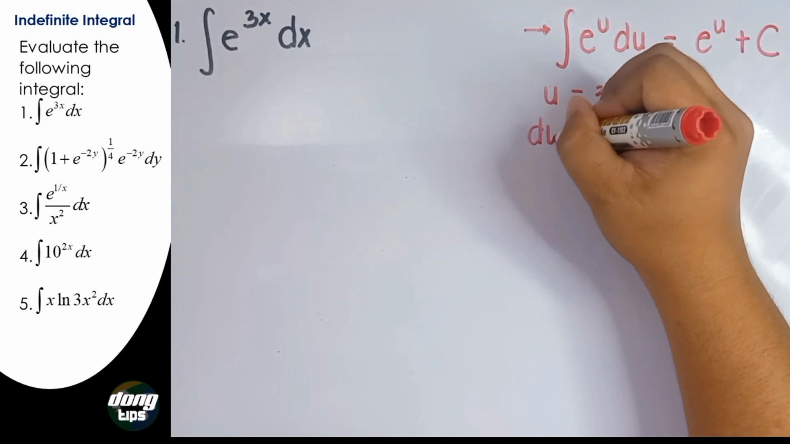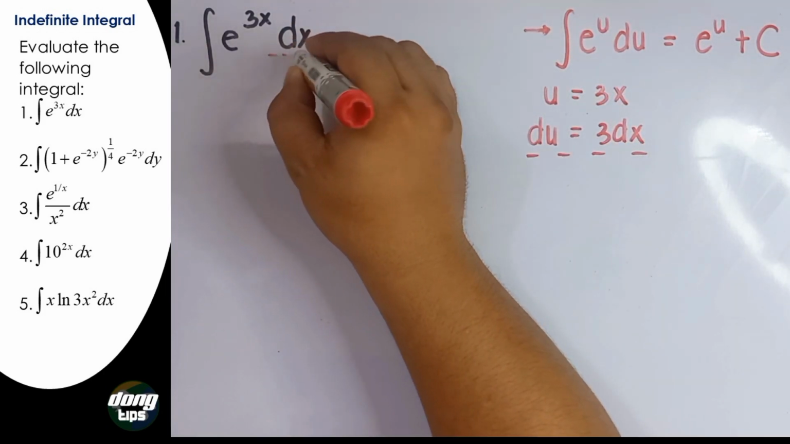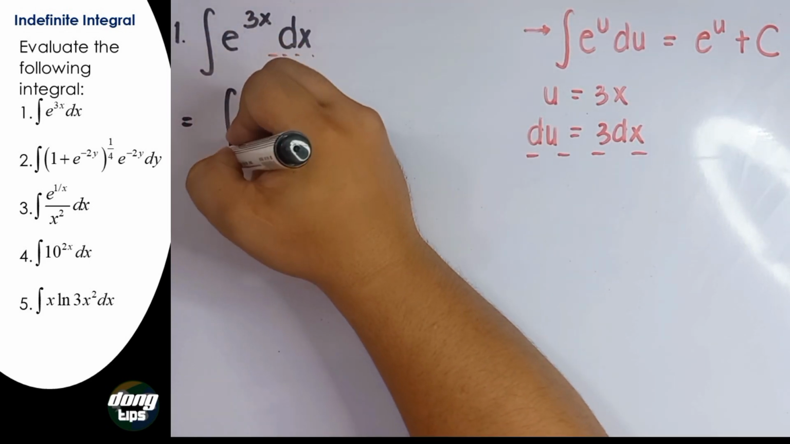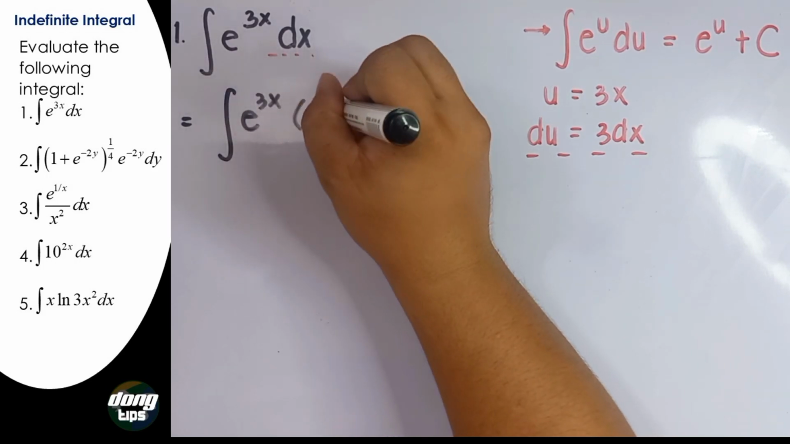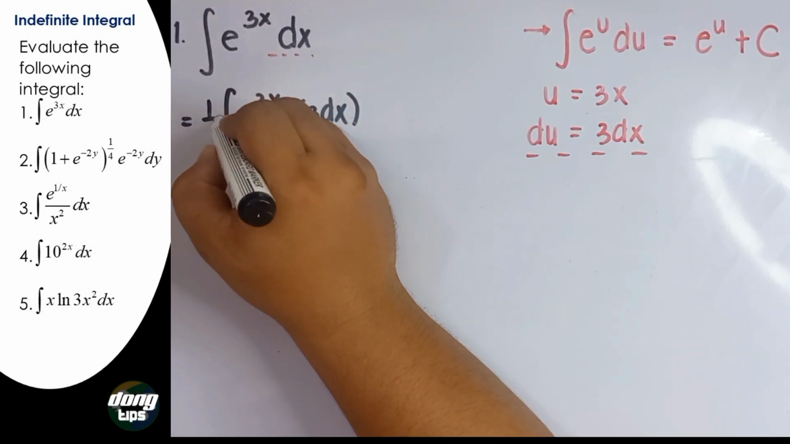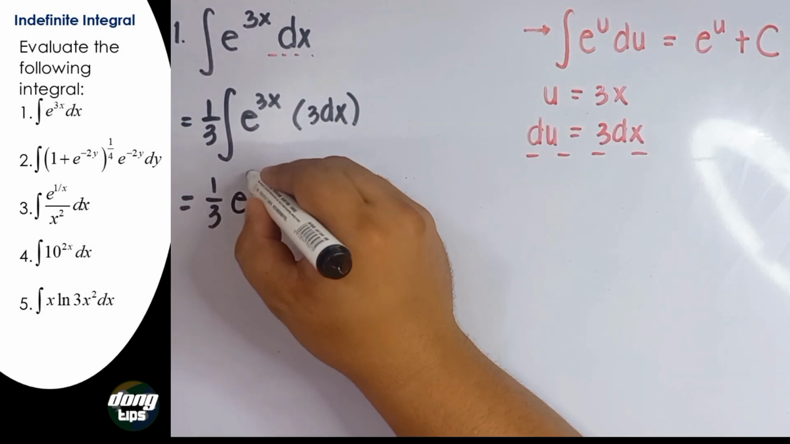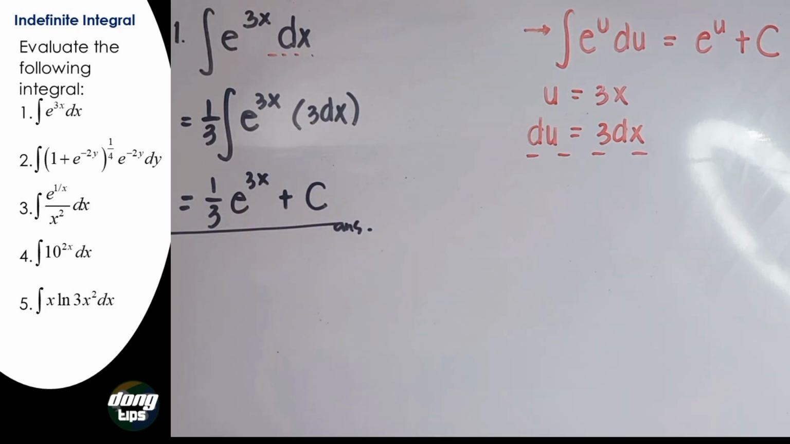Solve the derivative, that is 3dx. Compare the value of du to the given. Since they are not equal, we have to modify it. Before we integrate, let's use du equals 3dx, then add 1/3 at the left side of the integral sign. We can now integrate: copy 1/3, then e to the power of 3x plus c. And that is our answer.